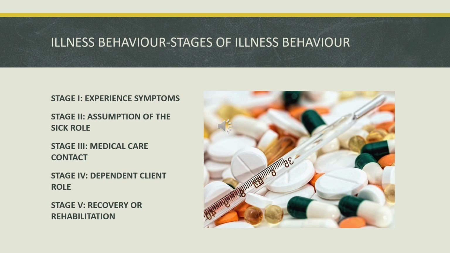Coming to stage 4, the client enters the dependent client role. The client becomes dependent on professional help like nurses or doctors, or on family members for help. Stage 5 is the recovery or rehabilitation stage. In this stage, he tries to come out of that dependent role and resume his roles and responsibilities. He tries to adjust himself in case he has entered a stage of disability. These are the 5 stages that a person exposed to illness faces.